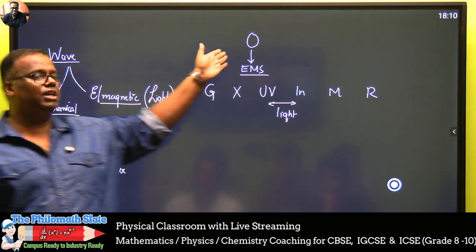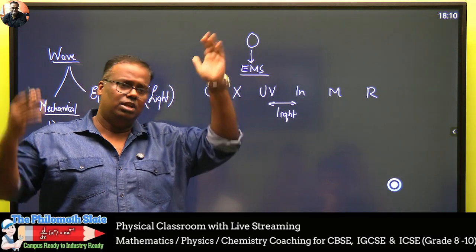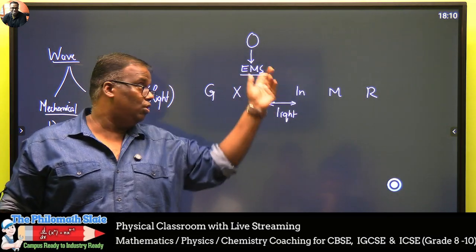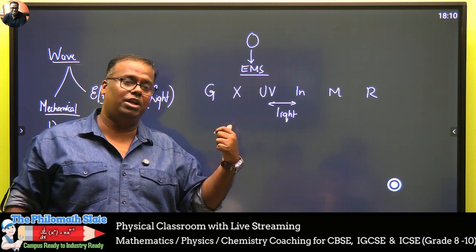And they come from where? The sun. And the sun is far, far away from us. There is a lot of space in between which does not have any medium. So all of them are traveling and coming to us. How are they coming to us? Because they are electromagnetic waves.